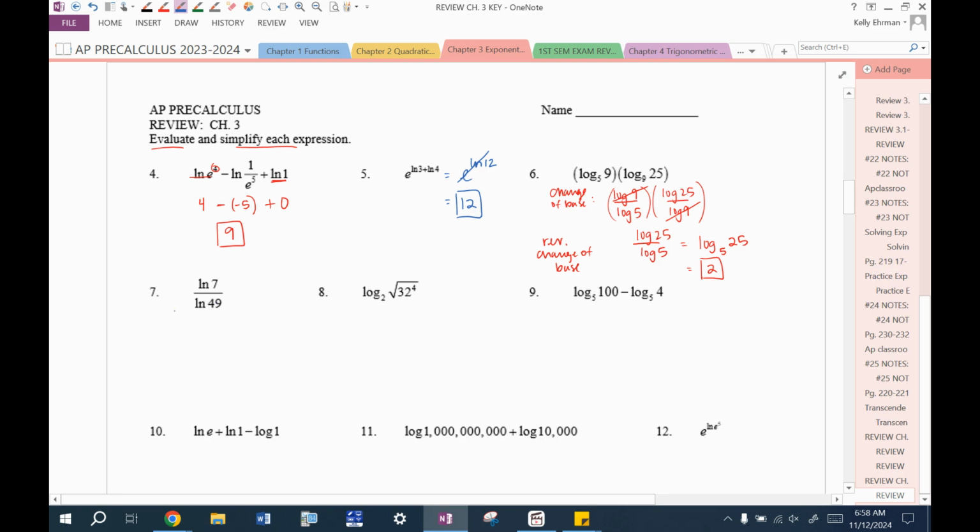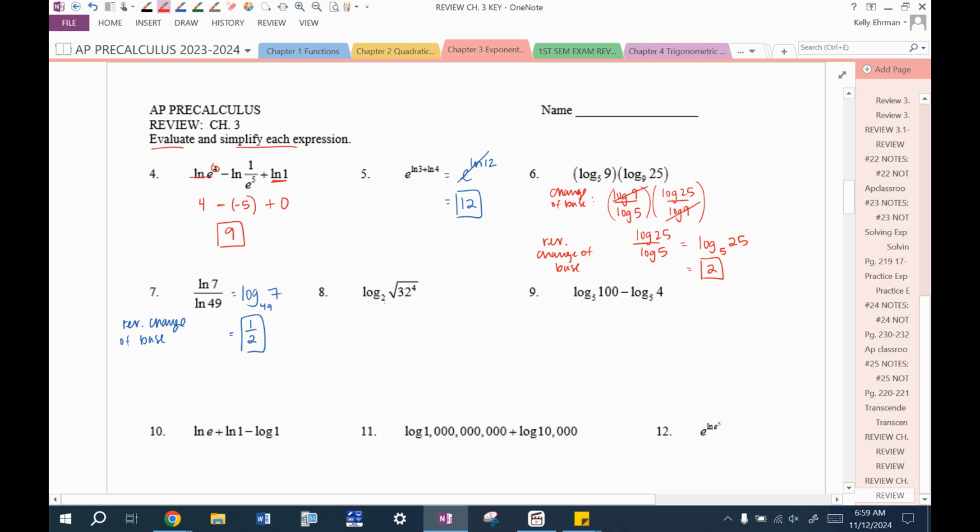Natural log of 7 over natural log of 49. Again, this is reverse change of base. Anytime you see a ratio or a fraction with logs in it, it's reverse change of base. You are not allowed to reduce 7 over 49 or cancel out the word natural log. So that means this is the log. The base is 49 and the result is 7. So 49 to what power is 7? 49 to the 1/2 is 7 because the square root of 49 is 7.